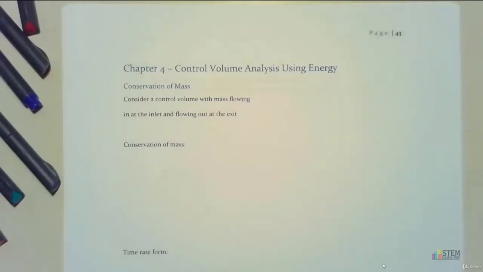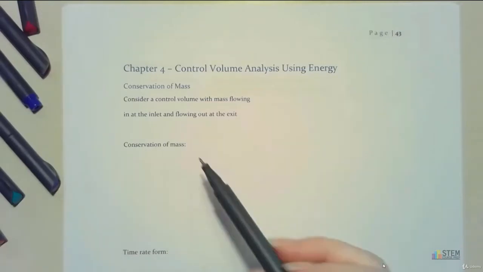We made it to chapter 4. This is where we are finally going to get to see what mass flowing in and out does to our systems. This chapter is going to be called Control Volume Analysis Using Energy, and we are going to start off by talking about conservation of mass.